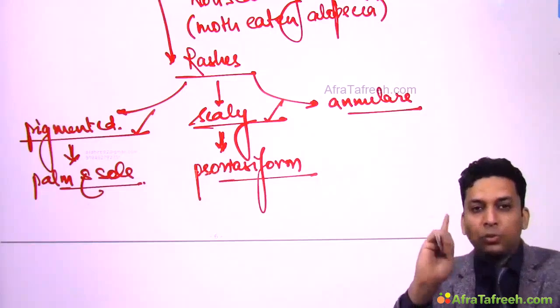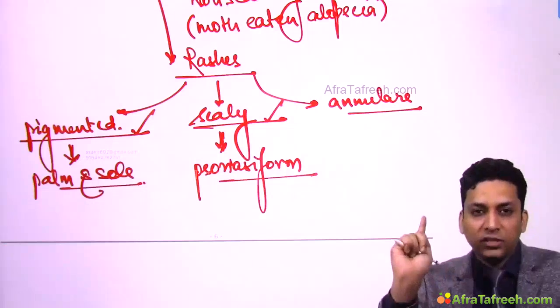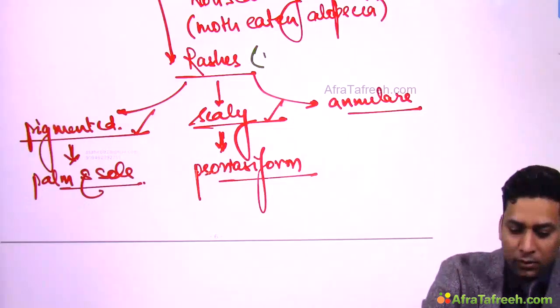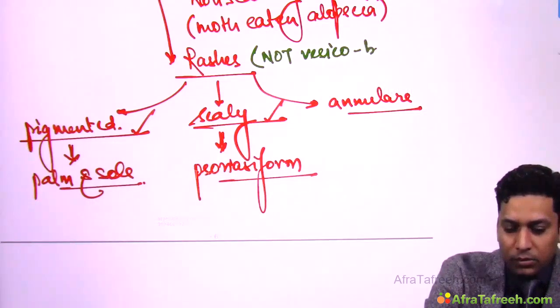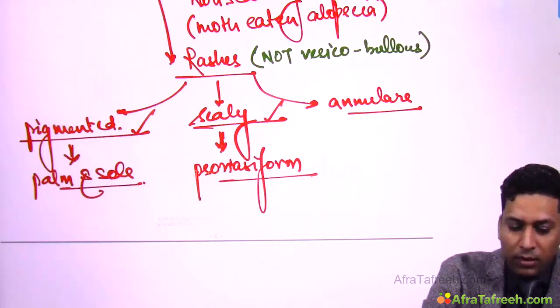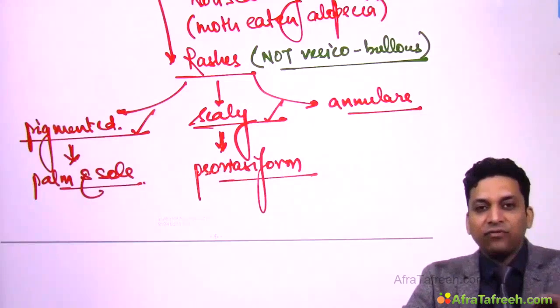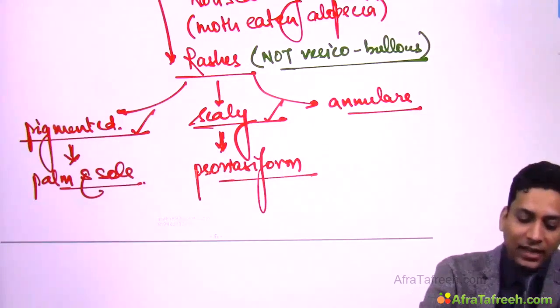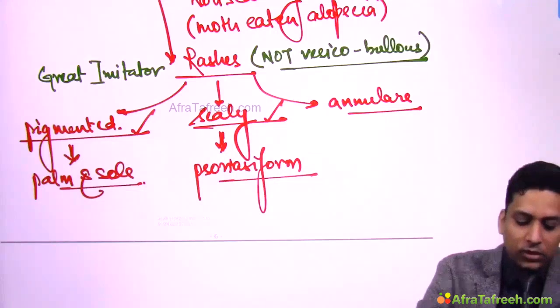Okay, but there is one lesion which is not seen in secondary syphilis. Except for this lesion, all different types of lesions can be seen, and that lesion is vesicobullous. So remember, different types of lesions can be seen in secondary syphilis except for vesicobullous lesions, and that is the reason why this is known as the great imitator.